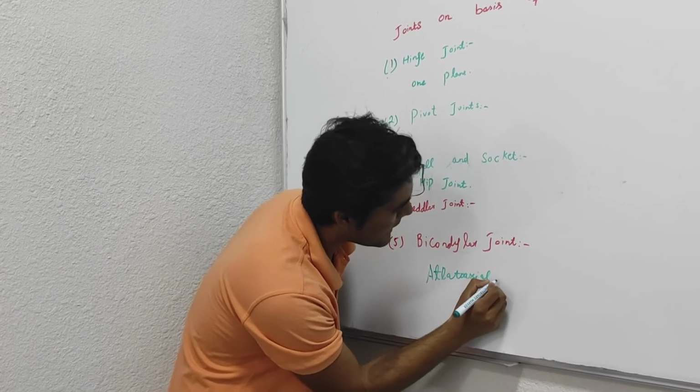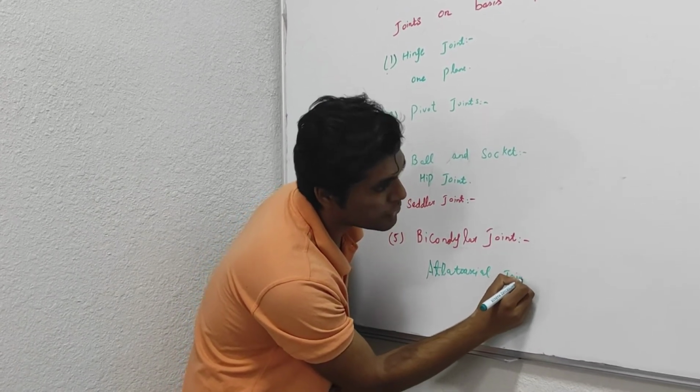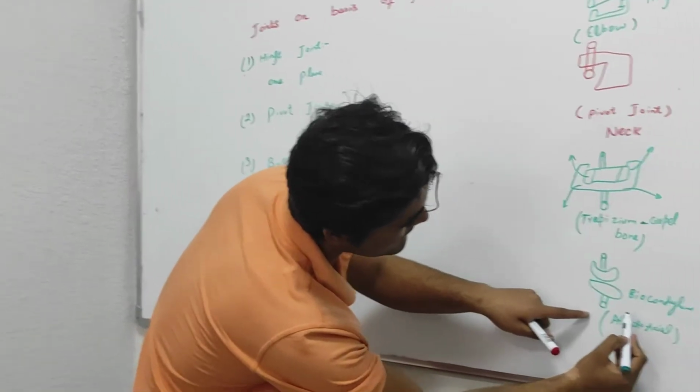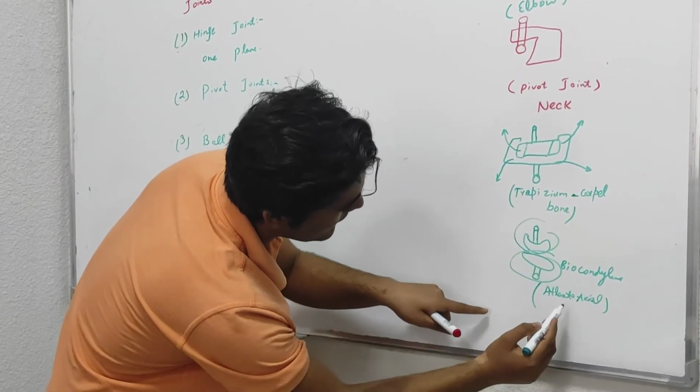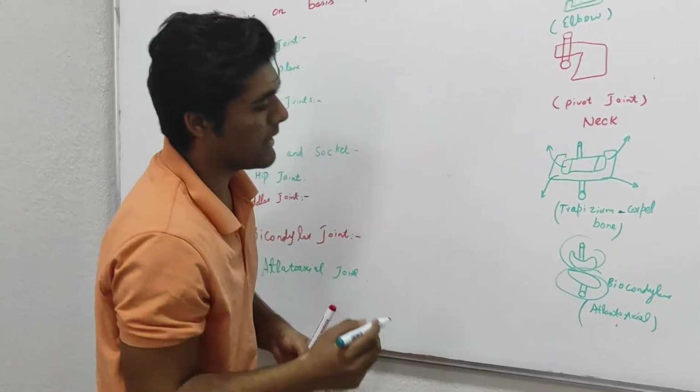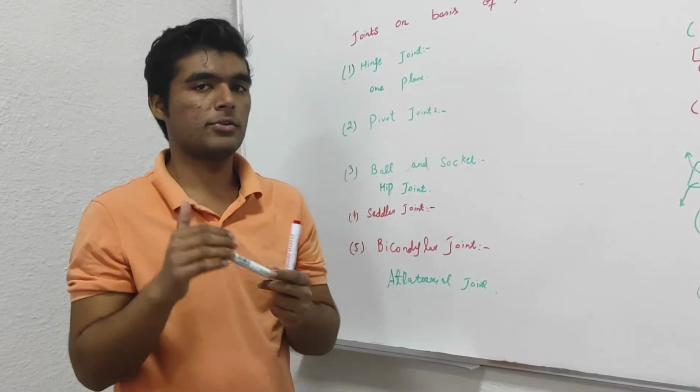I have here a diagram of the atlantoaxial joint to show you. Here is an example of a bicondylar joint. Here is the atlas and axis, and the joint between the atlas and axis bone is the atlantoaxial joint.